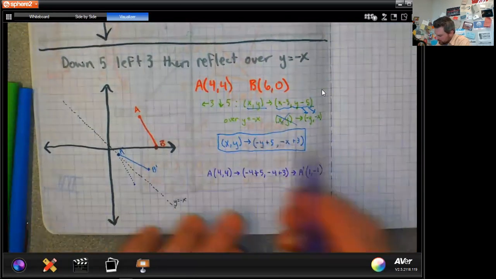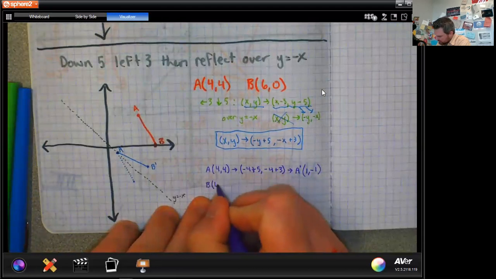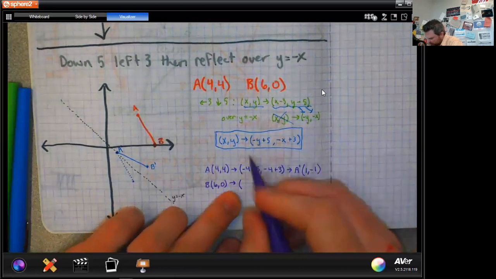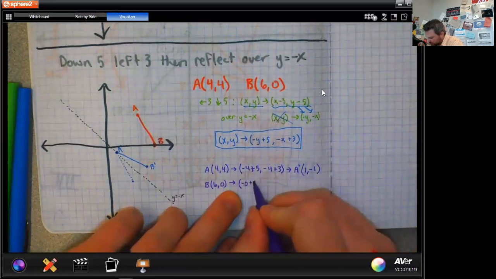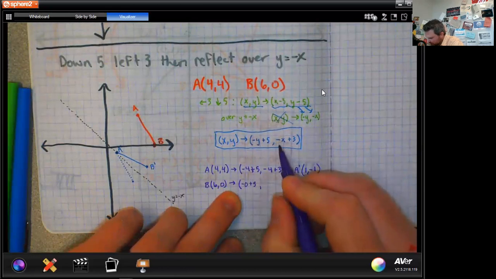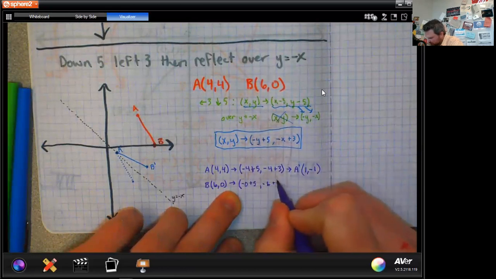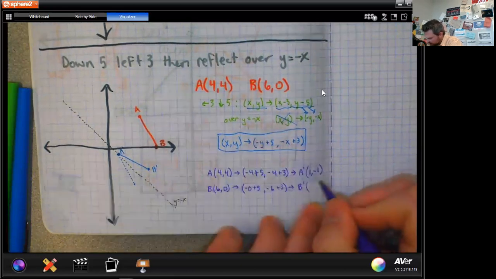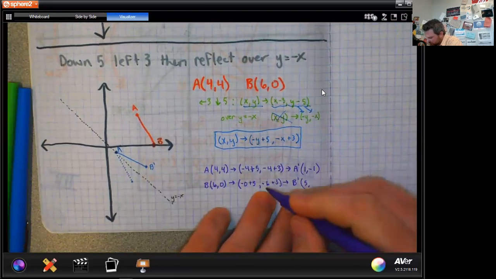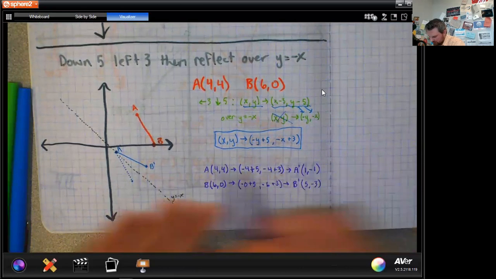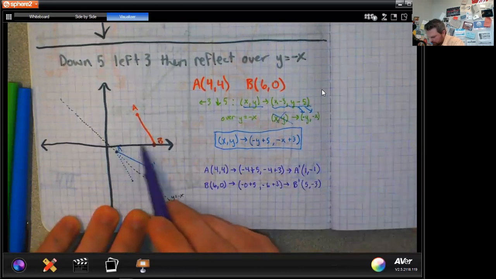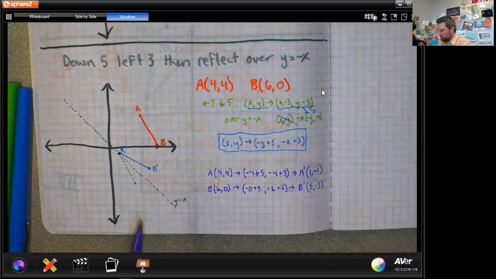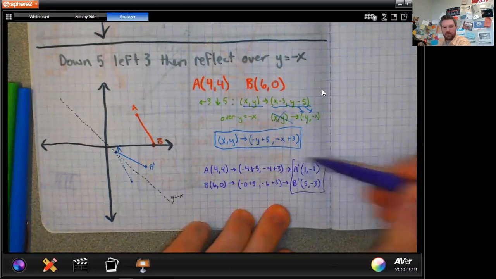So we're good. B started at 6, 0. Plugging it into our rule right here, you have negative 0 plus 5, comma, negative 6 plus 3. So B prime, negative 0 plus 5 is 5, and negative 6 plus 3 is negative 3. So 1, 2, 3, 4, 5, 1, 2, 3, which is exactly where our A prime and B prime ended.